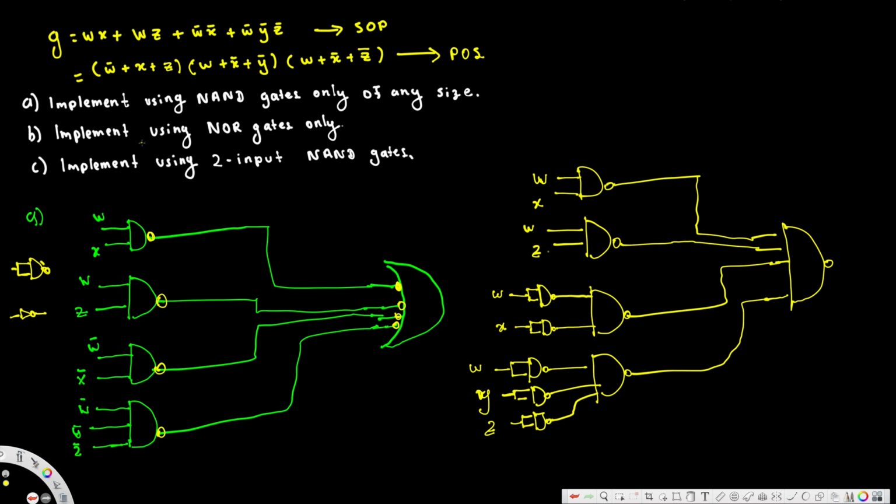Now let's look at the second one. Implement using NOR gates only. It's the same kind of thing. Let's go ahead and do that. Let's get rid of this part.